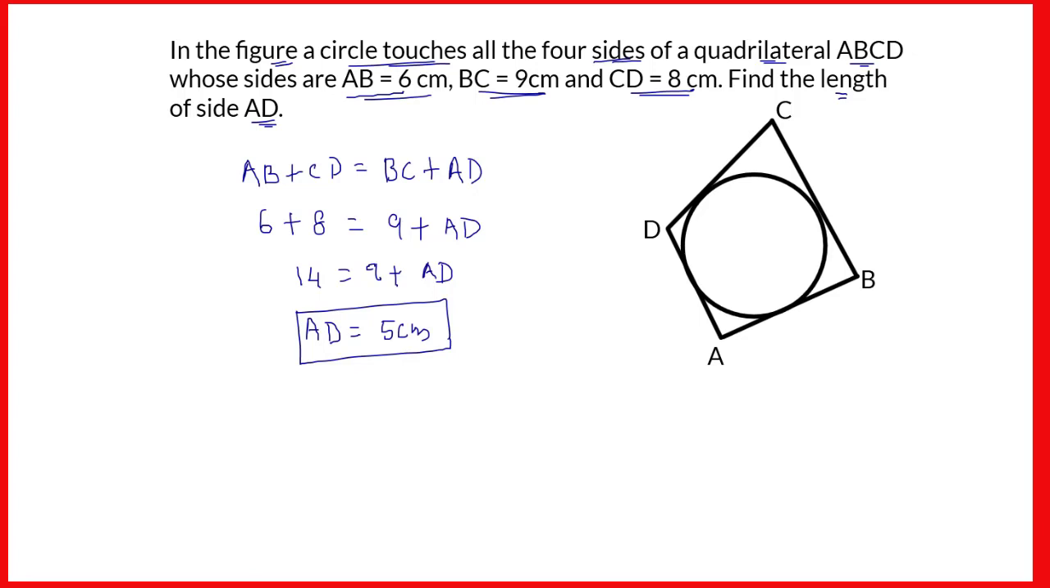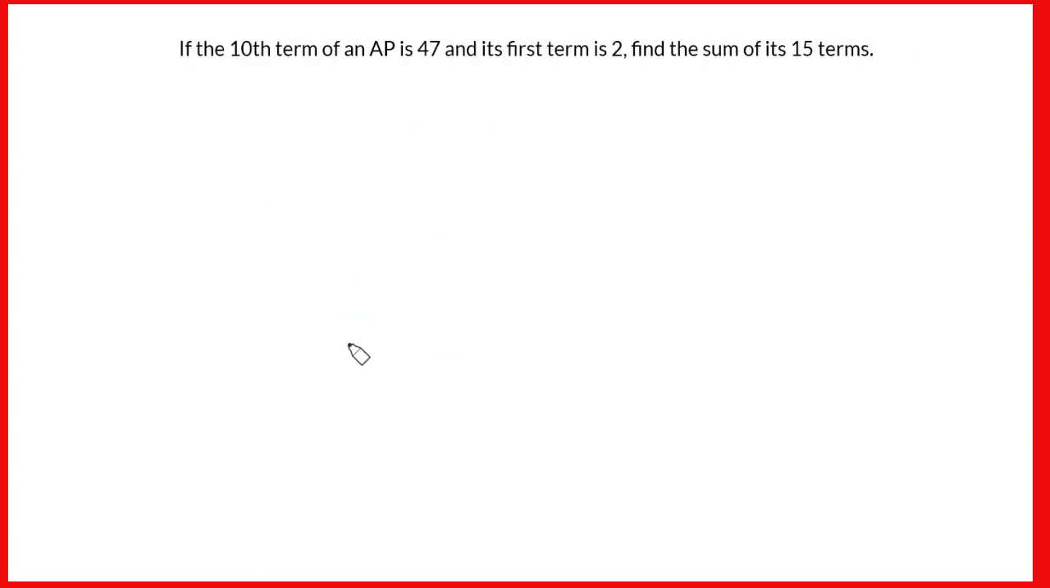Now move to the second question. The next question is that if the 10th term of an AP is 47 and its first term is 2, find the sum of the 15 terms. So what is given to us is that A10, the 10th term, is 47, and the first term, that is A, is 2, and we have to find the sum of the first 15 terms.